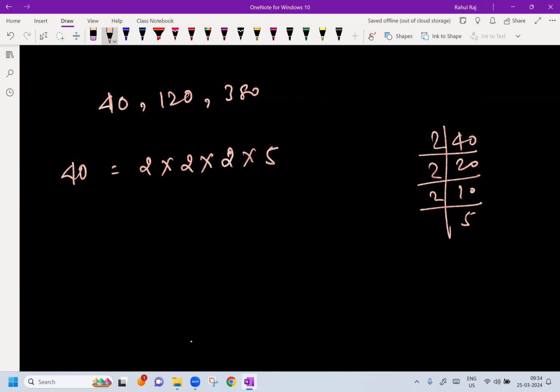120 is nothing but one more 3 you added. 120 would be nothing but one more 3 you need to multiply with it, because 40 into 3 is 120. So 120 would be 2 cross 2 cross 2 cross 5 cross 3. Simple. Yeah.